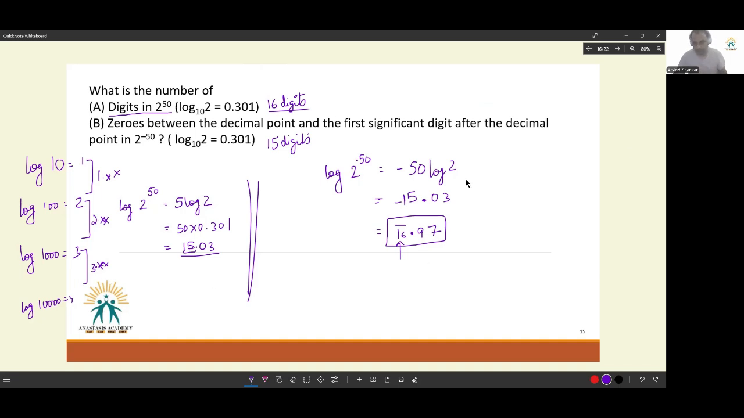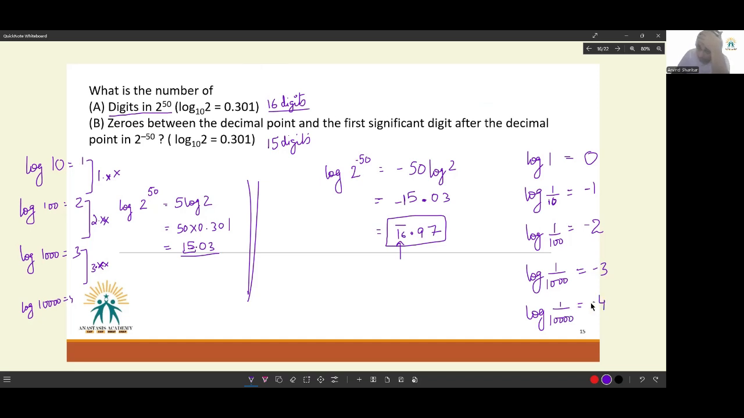For the negative side, let's see, log 1 is equal to 0. This everyone knows. Now log of 1 by 10 is equal to minus 1. Then log of 1 by 100 is equal to minus 2. Log of 1 by 1000 is equal to minus 3. And log of 1 by 10,000, 4 zeros, is equal to minus 4. But remember, log values are never represented as negative. So how will this get represented?